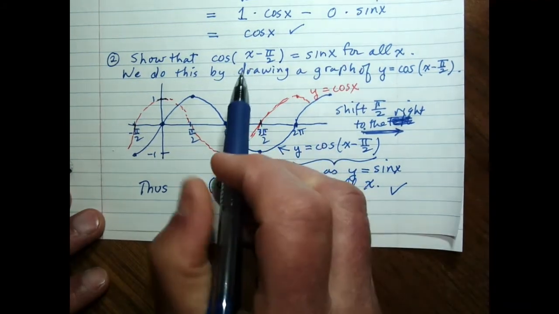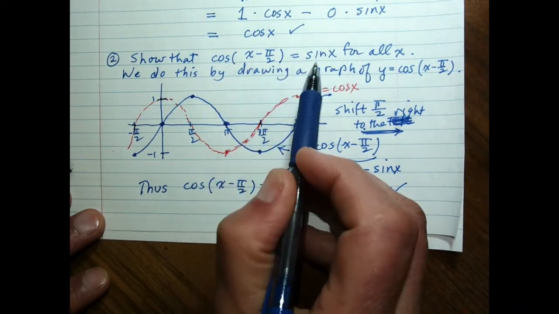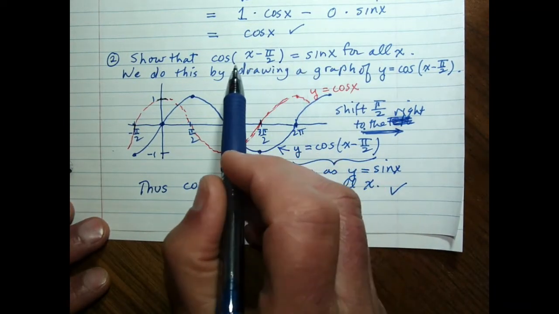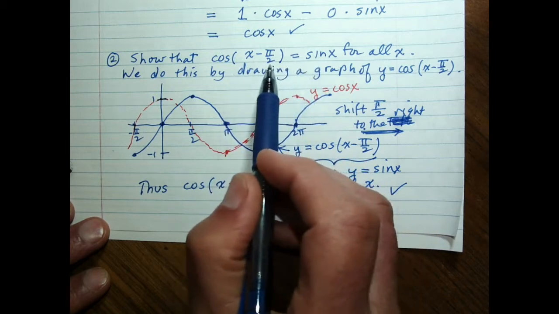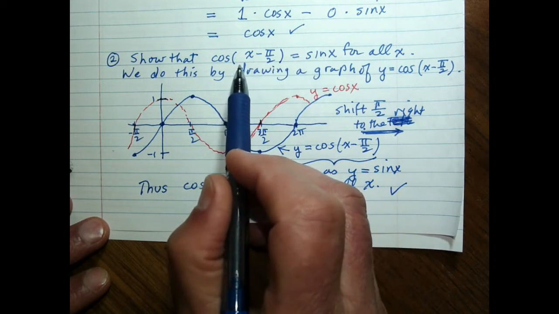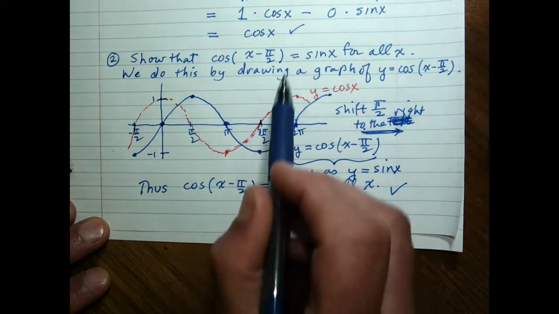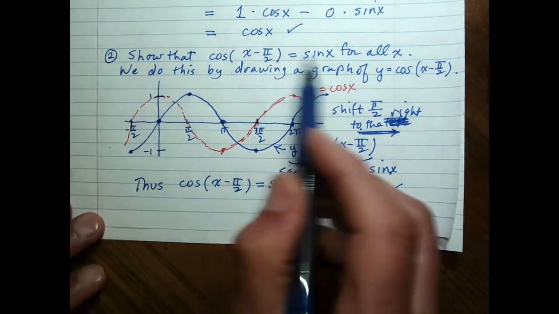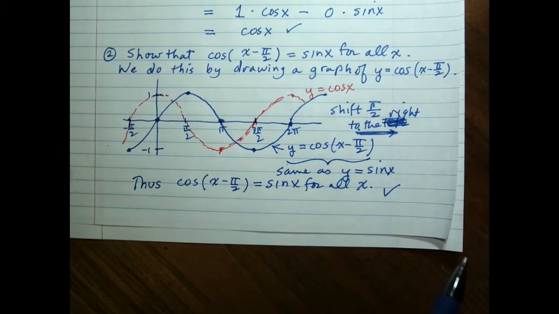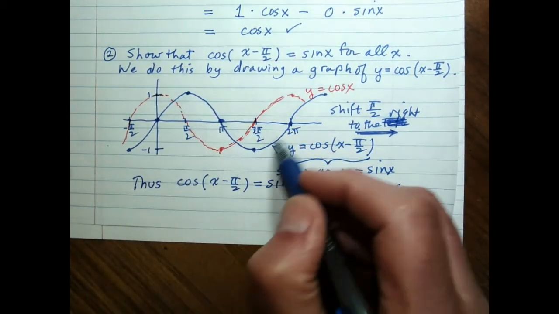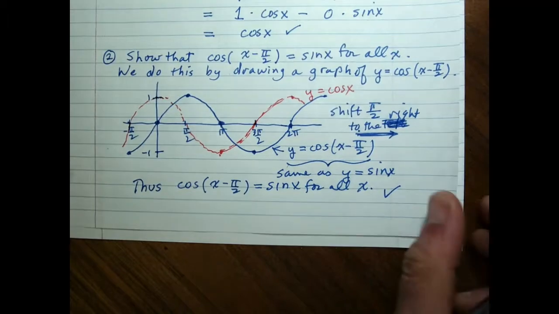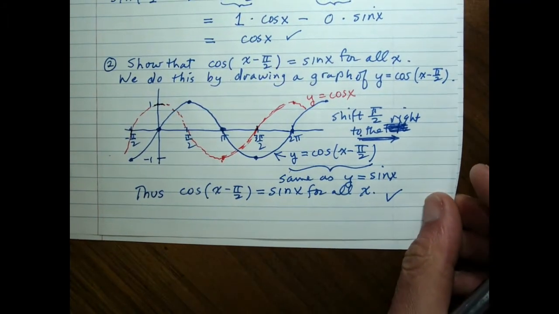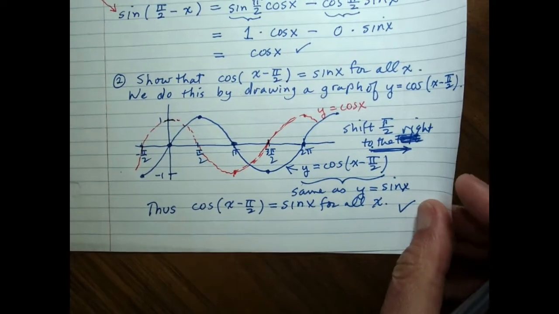So we showed this identity, something we haven't called an identity before, or we haven't talked about proving an identity in this way, but we actually proved it graphically by showing that the graphs of the two sides of the equation coincide. They're both just the blue, which is the same as sine x. Okay, so that's step 2. Let's continue on.